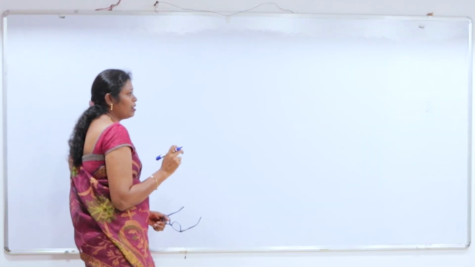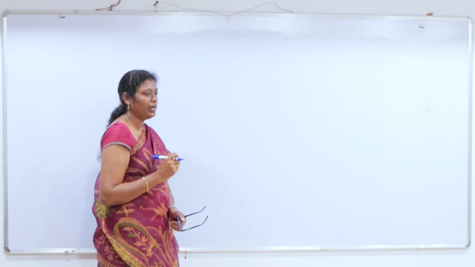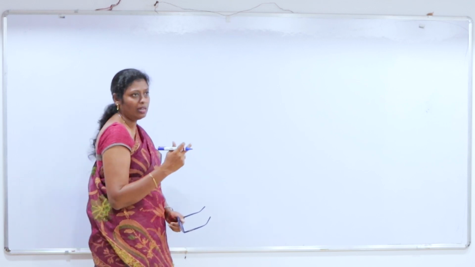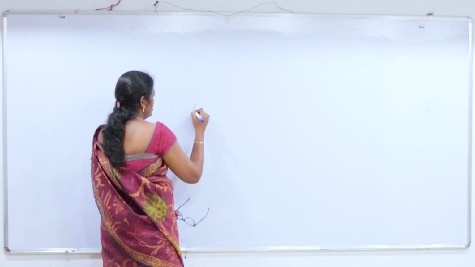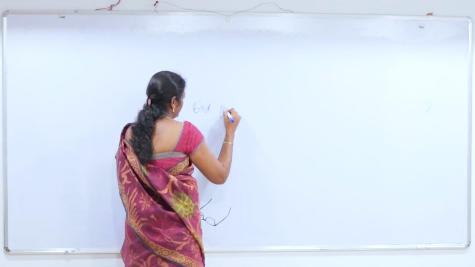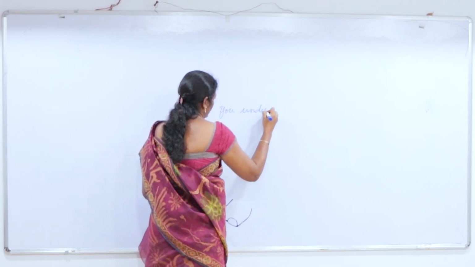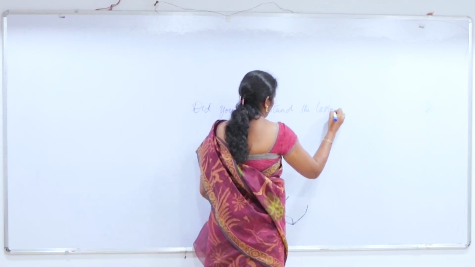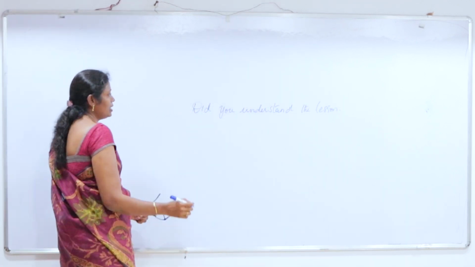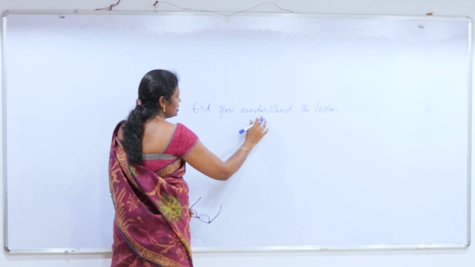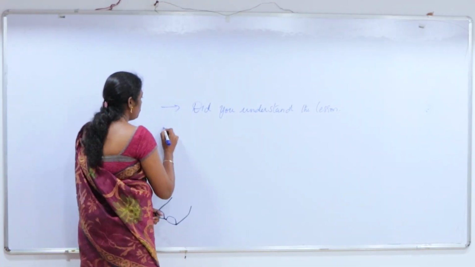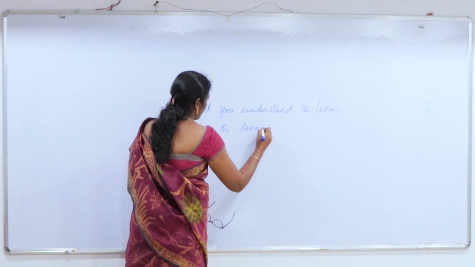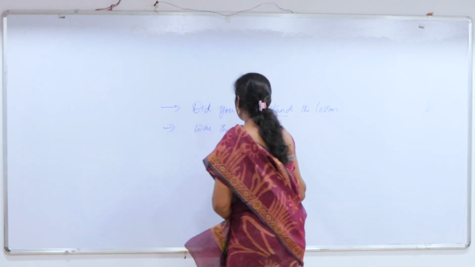Finally, let's talk about questions, interrogative sentences. Earlier we have seen the imperative sentence, that is a command. If there is an interrogative sentence like, did you understand? Now if the given interrogative sentence in active voice is, did you understand the lesson? When we change it into passive voice, was the lesson understood? Understand changes to past.